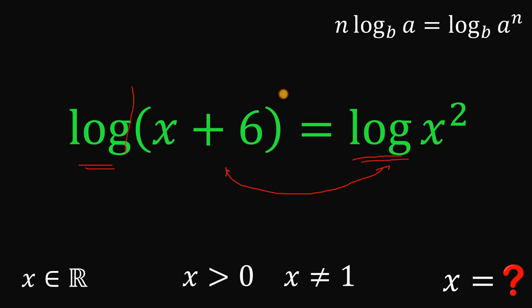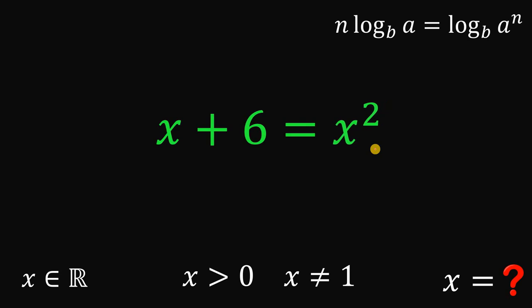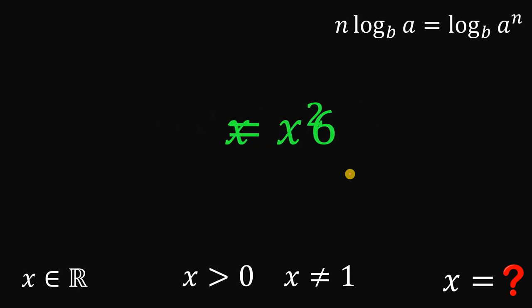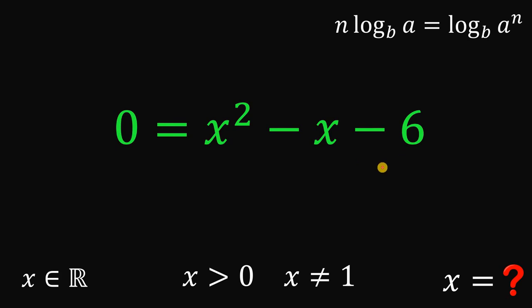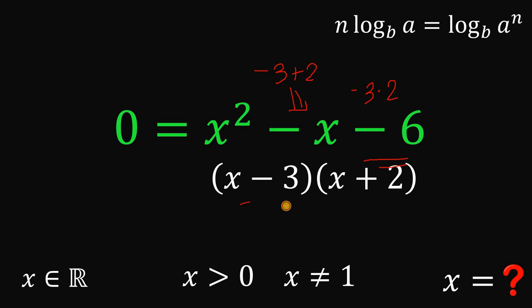Now, since the two expressions are equal, and we have both in logarithm form in base 10, we can say that x plus 6 must be equal to x squared. Therefore, we have x plus 6 equals x squared. This is now easy to solve because this is just a quadratic equation. So to answer this, let's equate this to 0, like this. And then take note, negative 6 is just negative 3 multiplied by 2, and negative 1 is just negative 3 plus 2. Therefore, we can factor x squared minus x minus 6 as x minus 3 multiplied by x plus 2.